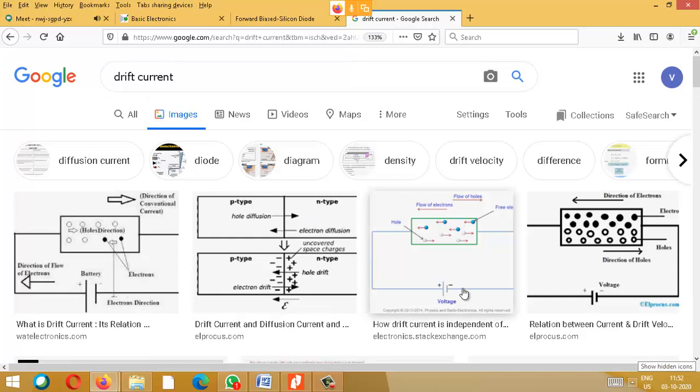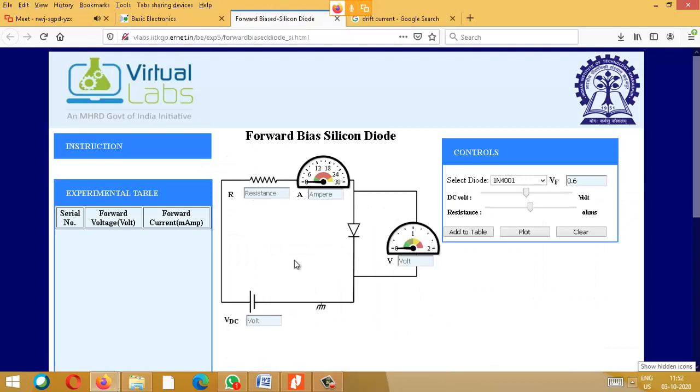So if I give some force, then this will try to happen. Conventionally we say higher potential, but what happens is only the flow of electrons. That is what is happening in your diode. Only that is being explained. So now let us start our experiment. What we have to do is forward characteristics.